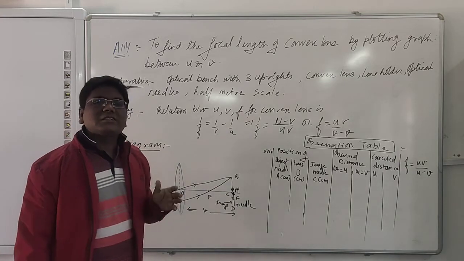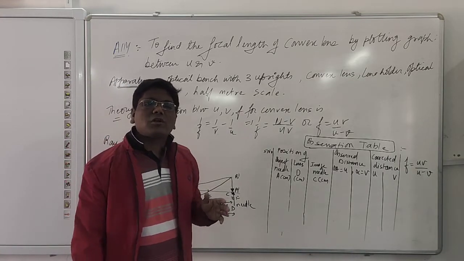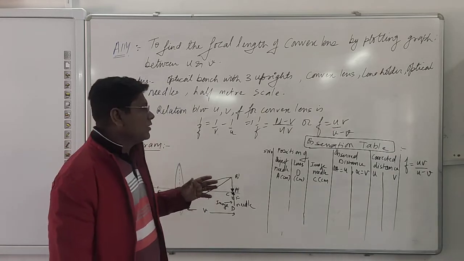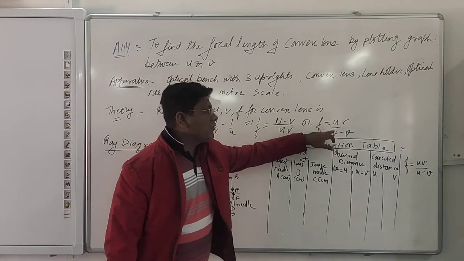Then the theory says what? We already know the relation of the lens formula, that is 1 upon v minus 1 upon u is equal to 1 upon f. So on solving, I get f as uv upon u minus v.